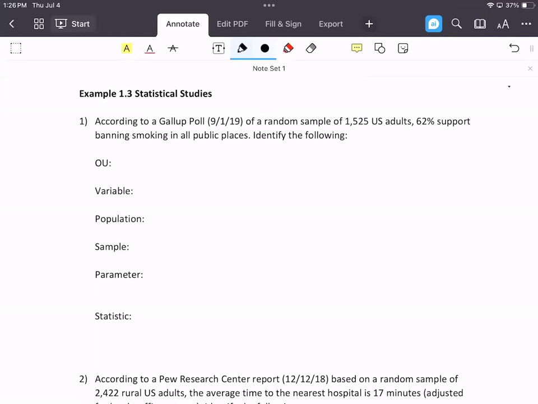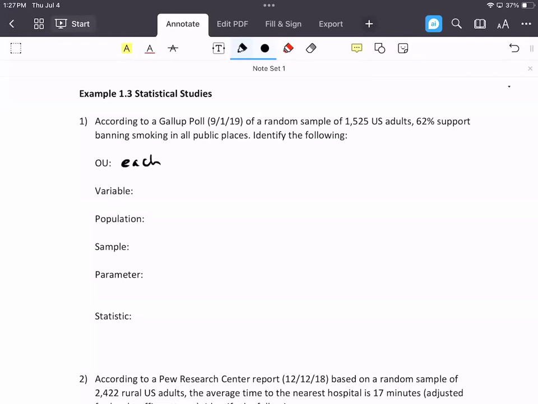Now, we're asked to identify the following. First of all, when I think about observational unit, some people find it easier to think about the variable first, some people the observational unit first. You choose whichever one makes sense for you. When I think observational unit, let's start with that. I think, okay, I'm going to look at each of something. What am I recording information on? Who am I recording information on?